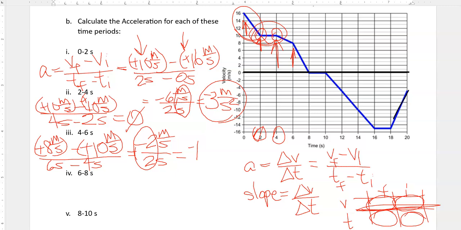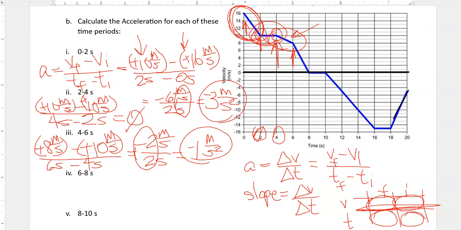Some of you can do this in your head, but if you can't, use a calculator. That's what they're there for. Negative 1 meters per second squared. Does that make sense? Well, yes, it's negative because the velocity is going down, and it's not as steep as that very first acceleration we saw in 0 to 2 seconds. In fact, it's only a third as steep, and that makes sense. It's a value of negative 1 meters per second squared instead of negative 3.